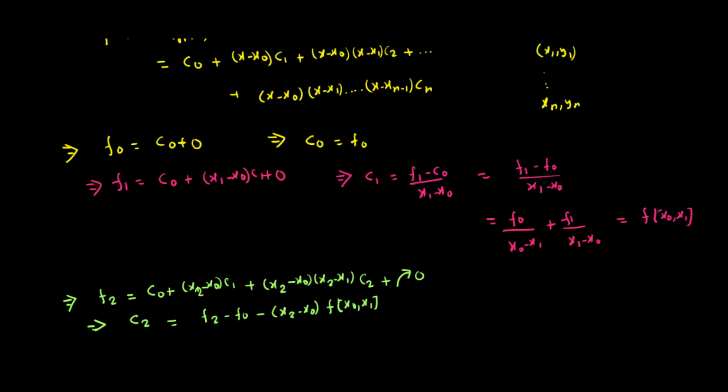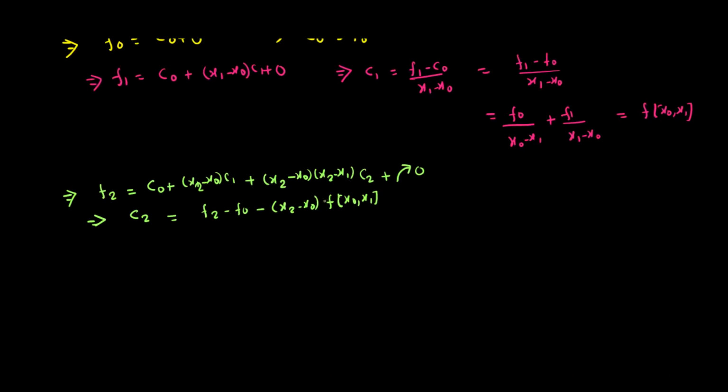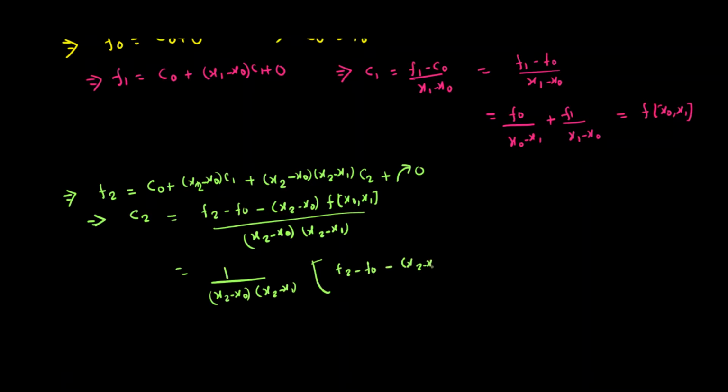So let me move the slider. So this will be this upon this term, that is x2 minus x0 into x2 minus x1. So what you can do is take this term common and rewrite this as f2 minus f0 minus x2 minus x0 into f[x0, x1].